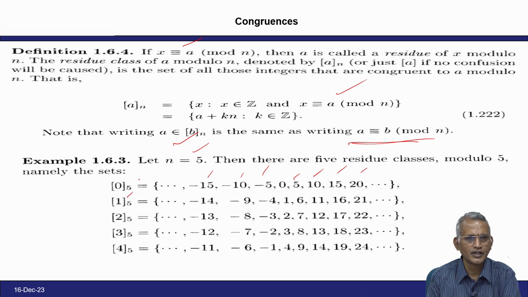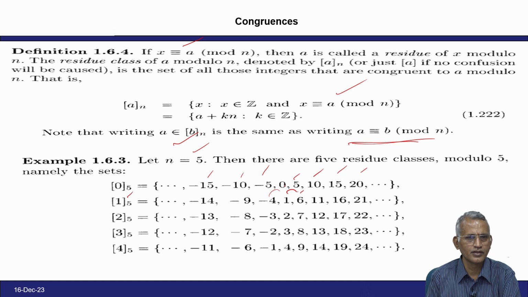Similarly, for 1, you take the number 6 divided by 5, the remainder is 1, therefore it is equivalent to 1. You take minus 4 and then the remainder, 1 will come. So minus 4, minus 9, minus 14 divided by 5, the remainder is 1. Similarly 6, 11, 16, 21 and so on, you take them divided by 5, the remainder is 1, therefore 1 is congruent to these numbers.